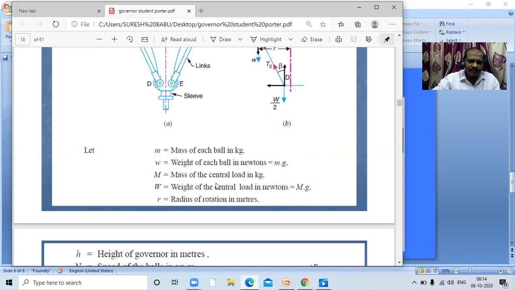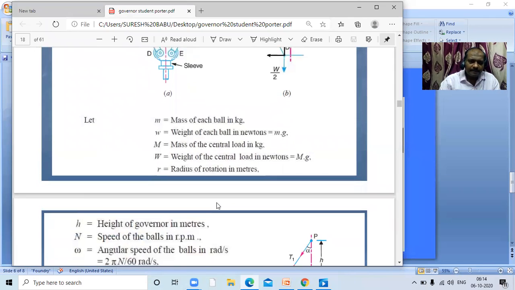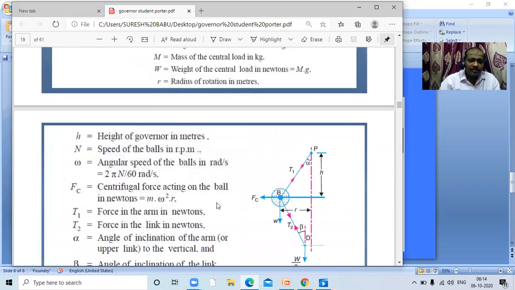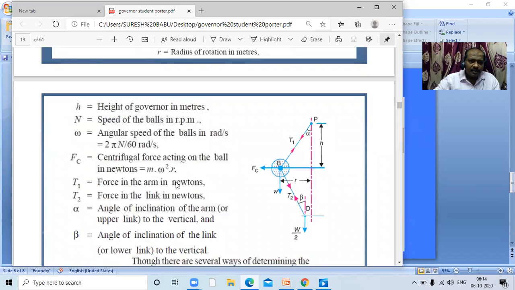that is mg. Capital M is the mass of the center load in kg. W is the weight of the center load in newtons. r is the radius of rotation in meters. h is the height of the governor in meters. N is the speed of the ball in RPM. Omega is equal to angular speed of the balls in radians per second, that is 2 pi N by 60. N is the RPM of the balls.